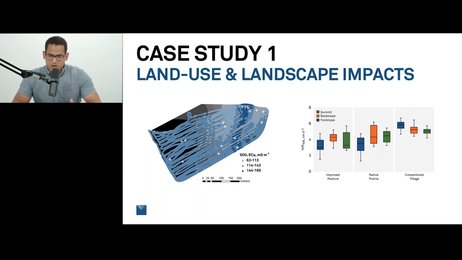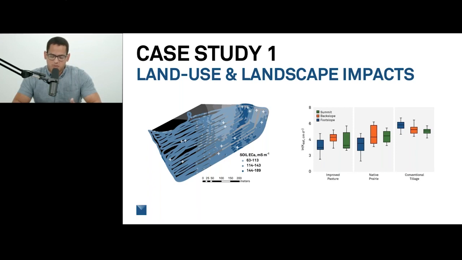But now let's actually look at some of the results that we saw from this study. So here we see some box plots of the hydraulic conductivity across the 3 fields, also broken down by the landscape position. And what you see here is we do see some differences due to land use, as we would expect. The native prairie had higher hydraulic conductivity overall than the improved pasture, which would make sense due to the compaction in the improved pasture from the grazing and the improved structure in the native prairie.